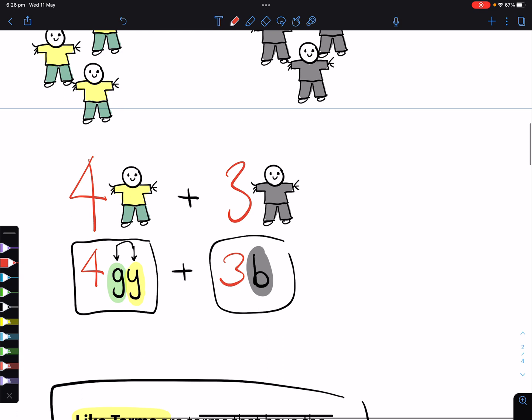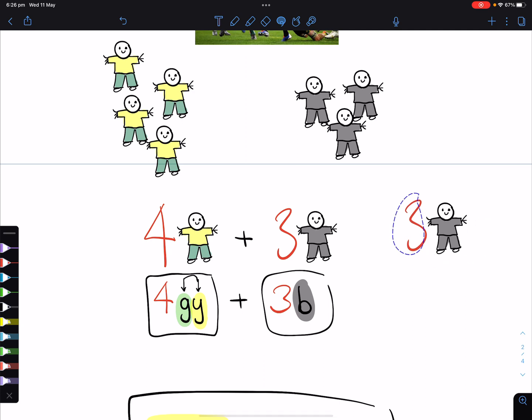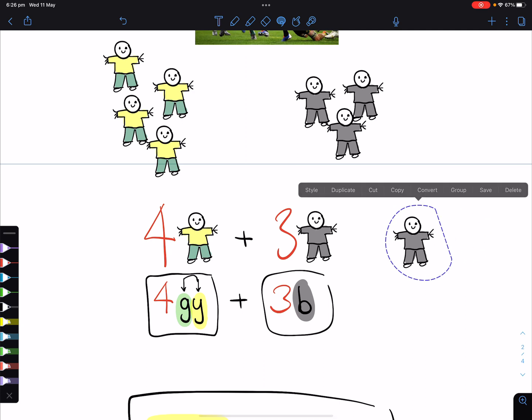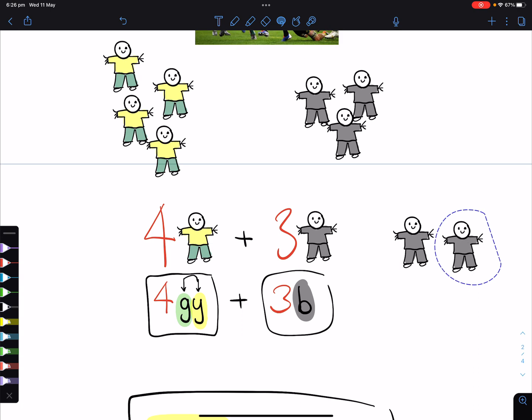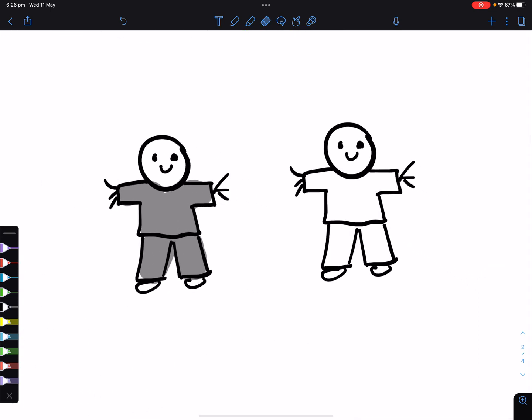For example, could you imagine that there might be... Ooh, I'm supposed to be using a lasso tool here. Let me just grab this little guy. Okay. Copy, paste.